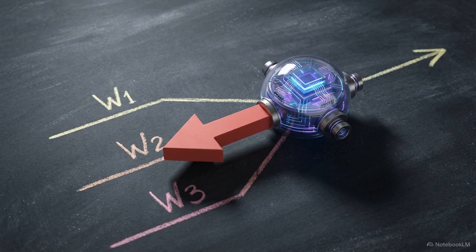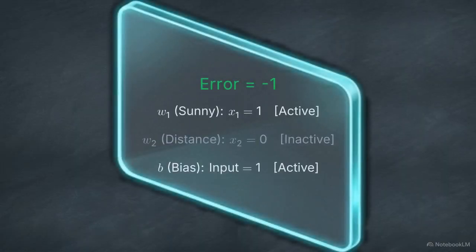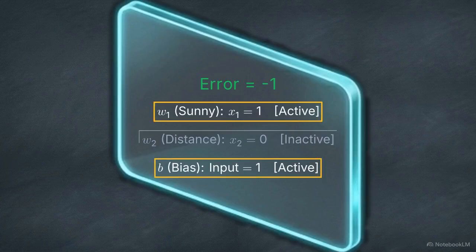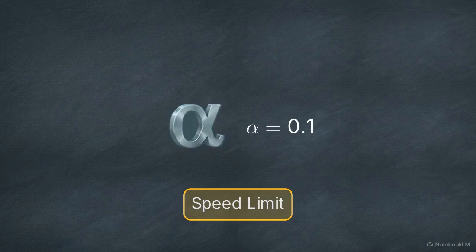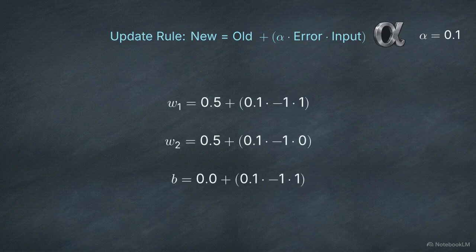process. We correct this using the perceptron learning rule, also known as backpropagation. Backpropagation is the mathematical method used to calculate how much each parameter contributed to the error, so those specific values can be adjusted. We apply a learning rate, represented by the Greek letter alpha, set to 0.1. The learning rate acts as a mathematical speed limit, restricting how drastically the weights and bias can change in a single update, so the model doesn't overcorrect.